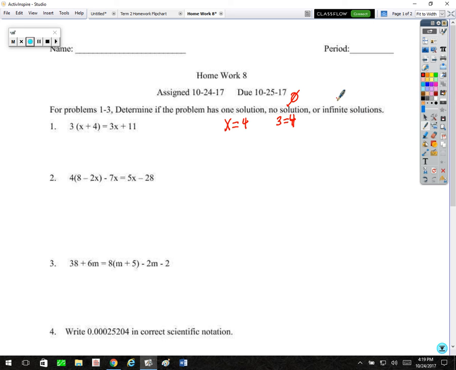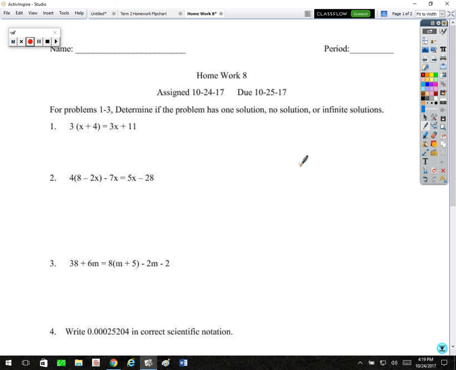Infinite solutions is the infinite symbol, but it's not infinity, it's infinite. So we're looking at something like 4 equals 4, somewhere that's always going to be true. So 4 is always going to be true, so my left side is equal to the right side.